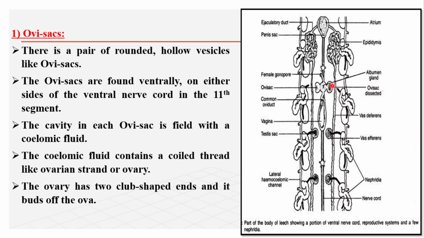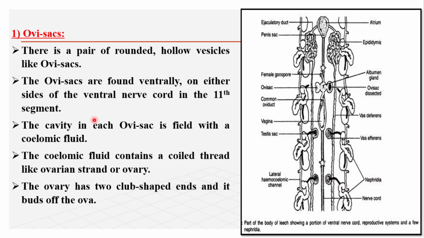ये ऑर्गन ऐसा है ओविसेक्स जिसमें ओवम मैच्योर ओवम का जनरेशन होता है, डेवलप होते हैं. So these organs are responsible for development of mature ovum and which were stored after ovulation. They are stored in this albumin gland.